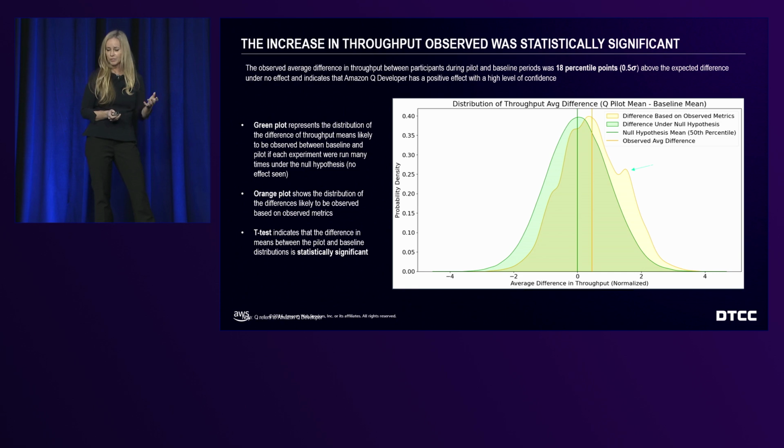So when we measured the statistical difference, the t-test measurement, it indicated that the difference in the means between the pilot and baseline distributions is in fact statistically significant. In fact, it showed half a standard deviation of difference. So that indicates that Amazon Q Developer does have a positive effect on throughput with a high level of statistical confidence.